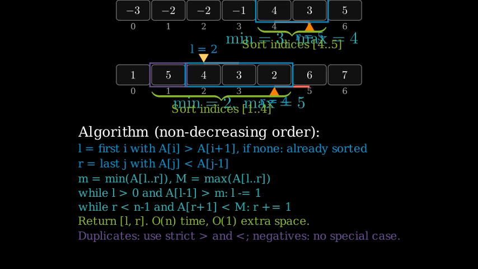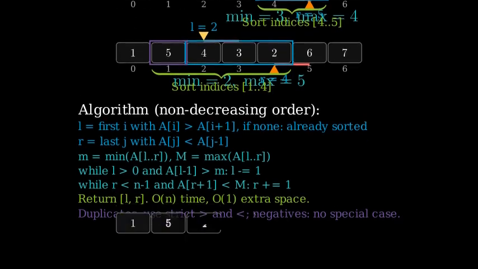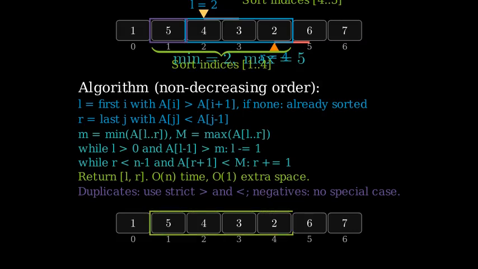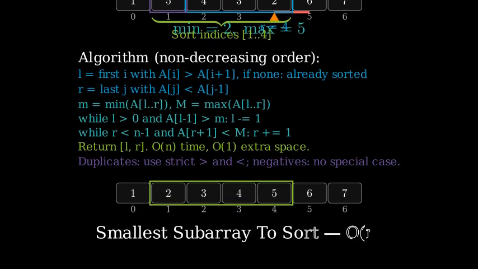Duplicates are handled because we always use strict comparisons. We accept equal neighbors as already in order. Negative values pose no difference. Comparisons work the same. Final visual. Sorting just the highlighted window makes the entire array sorted. Watch the middle rearrange itself while the rest stays fixed. That is the smallest subarray to sort problem in linear time with careful boundaries.